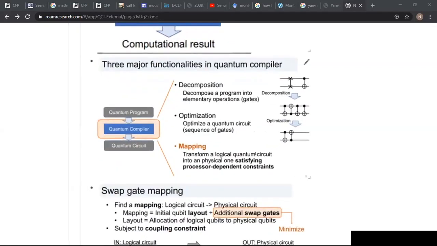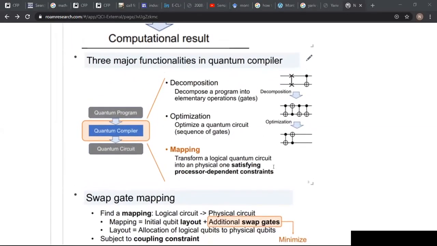Then you have the three major functionalities in a quantum compiler. There's decomposition, which means that you decompose the program into elementary operations, that is gates. You're decomposing each and every gate into the universal gate set library, trying to make that specific gate using only the universal gates.